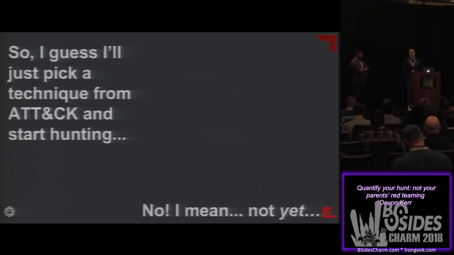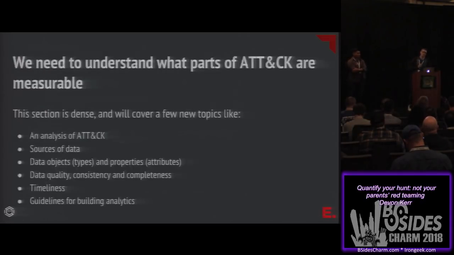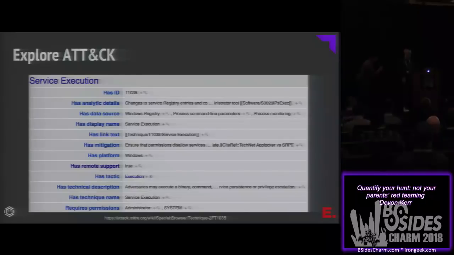Now that we've talked about techniques, you might think, oh, okay, cool, I can go and look at a technique and we can just get started. I wish we could. We really have to look at what pieces of this we can measure if we intend to measure against it. In the subsequent section, we're going to really talk about our analysis of ATT&CK. We analyzed ATT&CK to understand where to start: the sources of evidence, data objects, and attributes, moving towards a notion of a common data model or a universal Rosetta Stone for these data objects, timeliness of data, data quality and consistency, and of course, we're finally going to get to guidelines for building analytics, which I think is the part most people are very excited about.